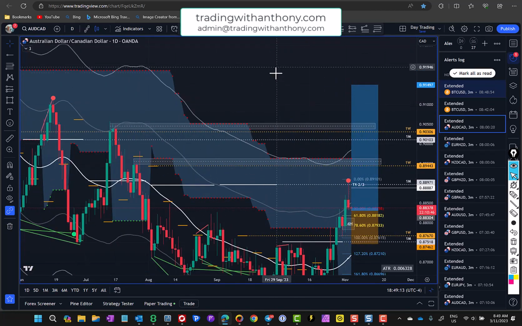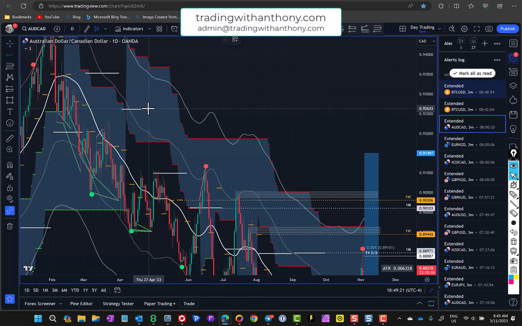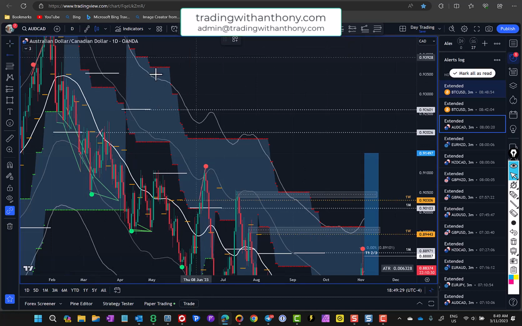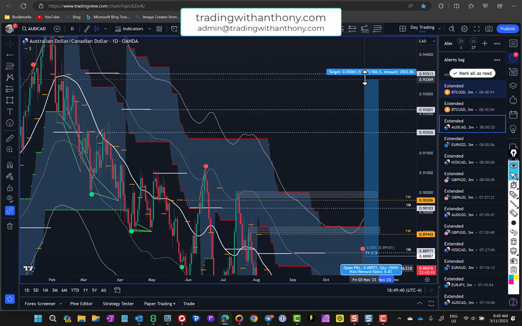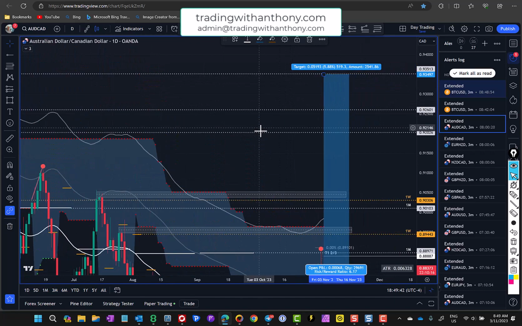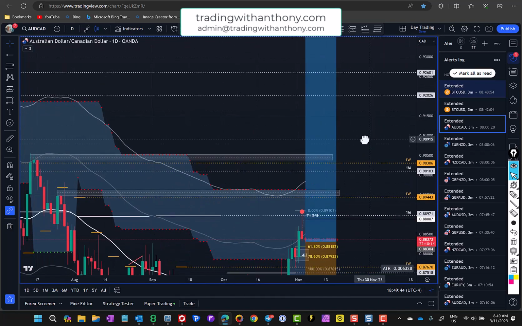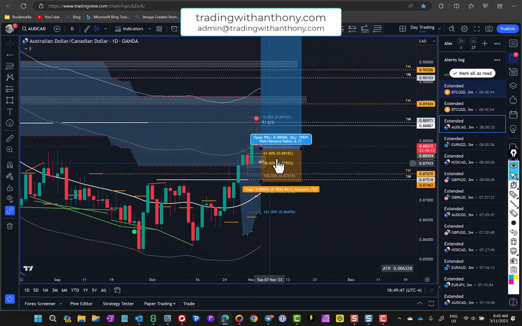And of course, look left if you want to. You can just pick up these levels and use these levels for targets. These white lines here in the monthly. And definitely go for broke with your risk reward. Just stay in this until we see this trend break structure.